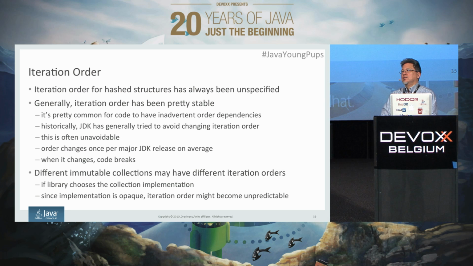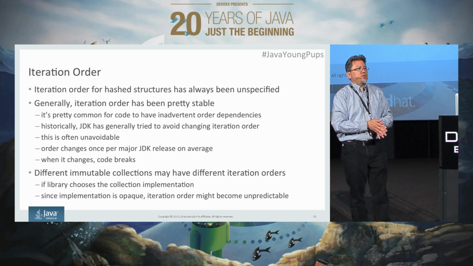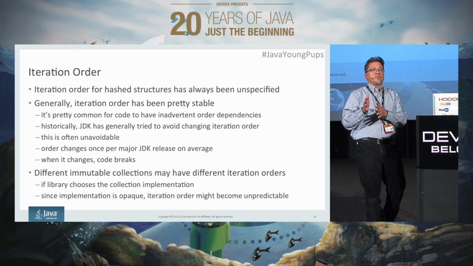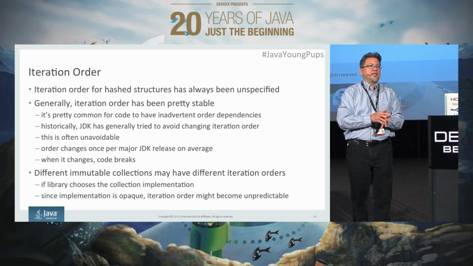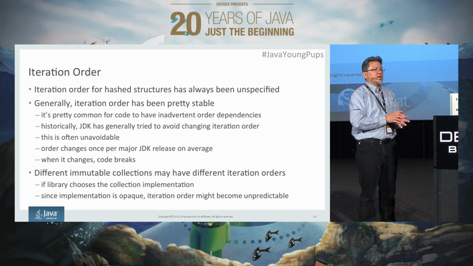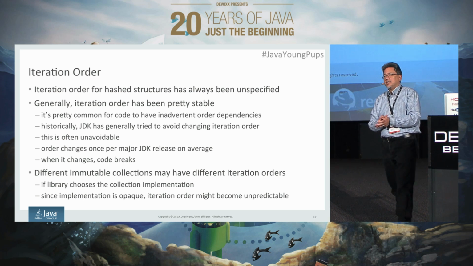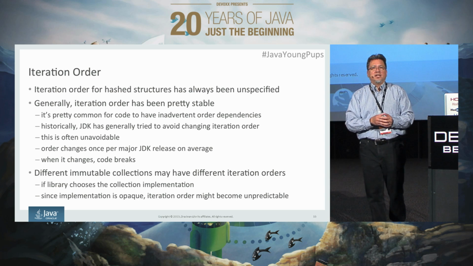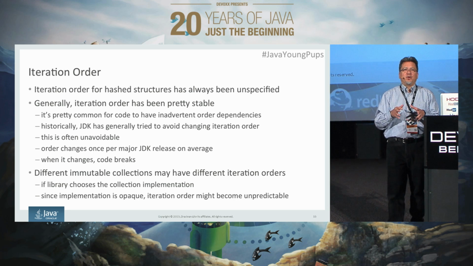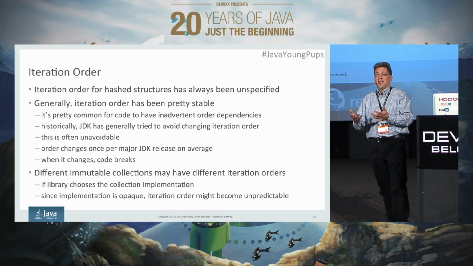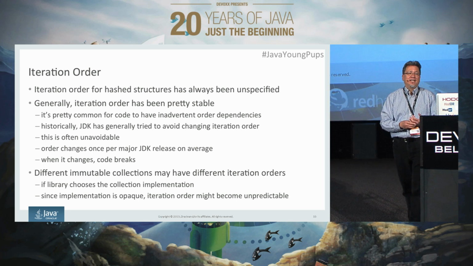So another way that implementation details can leak out is via iteration order. This only applies to hash-based sets and maps. If you read the documentation, you'll understand that the iteration order of these structures is undefined. But it turns out, in actual practice, that the iteration order for these is pretty stable. And since things like strings have really bad hash codes, the iteration order is often very, very predictable. So if you put one-letter words in, like Set.of A, B, and C, the iteration order is actually A, B, C. So it's pretty bad.